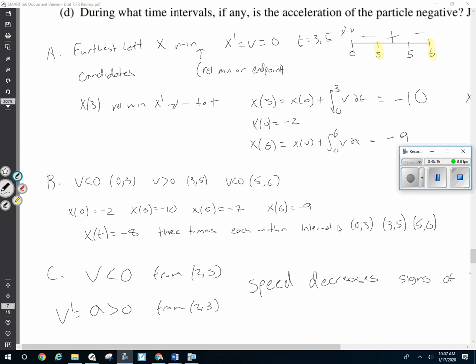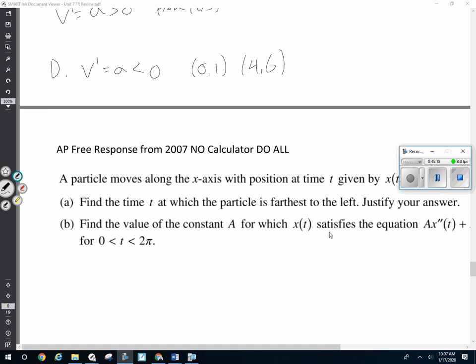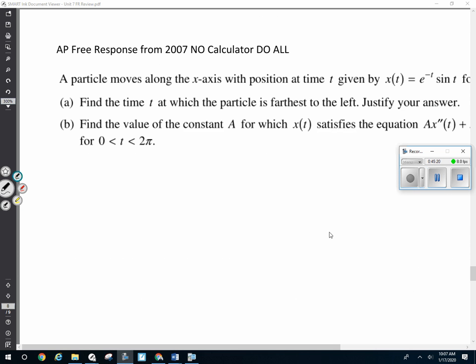Do I want to close this, or do I want to pause? How about we just say this?